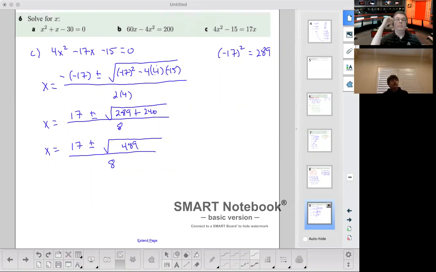So, can I simplify the square root? No, they're not going to have a number that big that's going to have factors that are perfect squares. So the only factors of it are 1, 3, 163, and 489. I Googled it just to be sure. So good practice though for the quadratic.